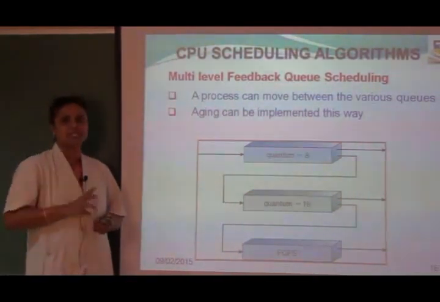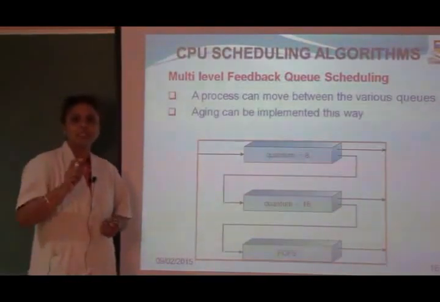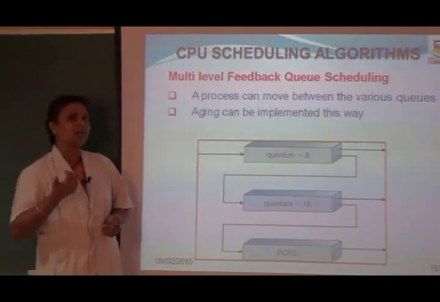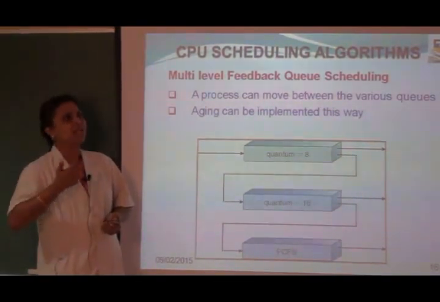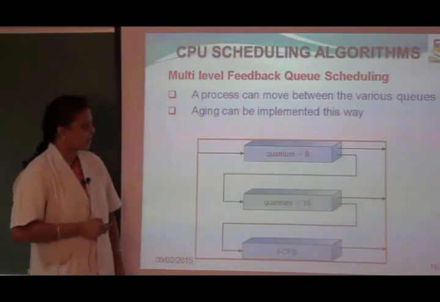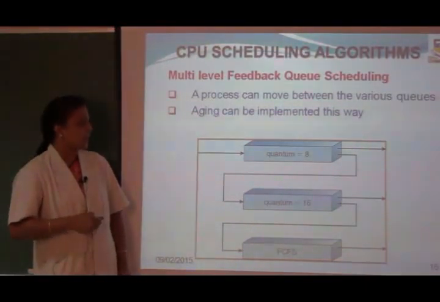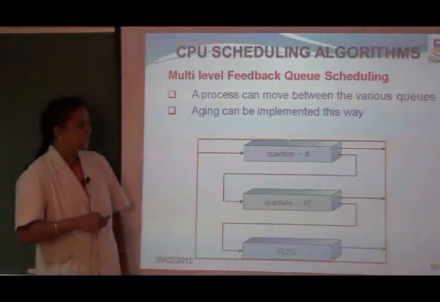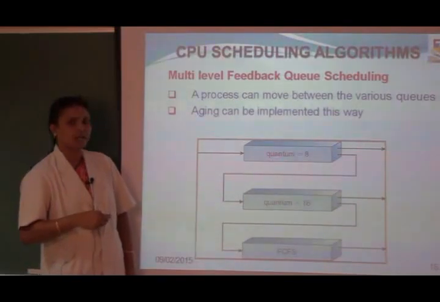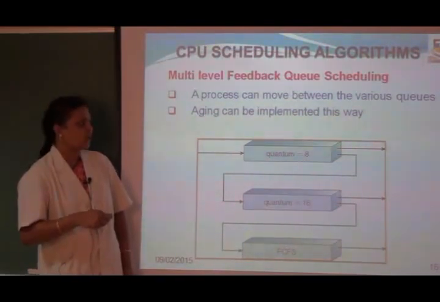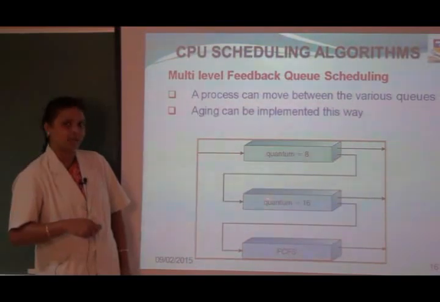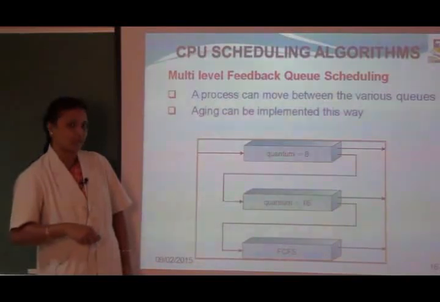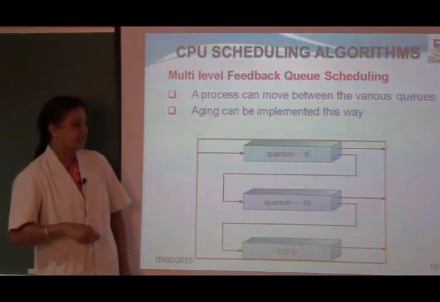So short burst time processes are executed first, and the processes with the highest burst time get the CPU later, and their execution is completed after some time. So in this example, let us consider 3 queues. All the processes are initially placed in the topmost queue. In the topmost queue, the scheduling algorithm used is round robin with a time quantum of 8 milliseconds. In the middle level queue, round robin with a time quantum of 16, and the lowest level queue uses the first come first serve algorithm.